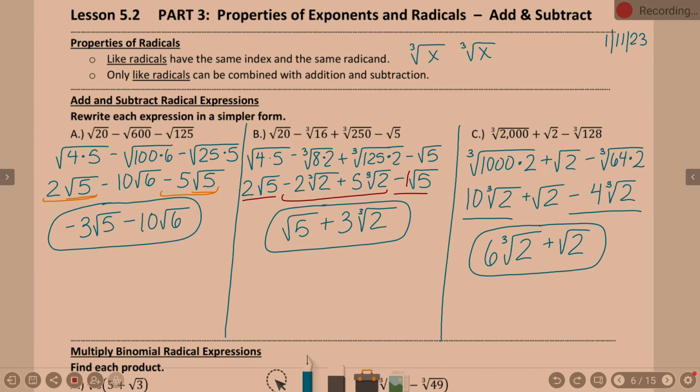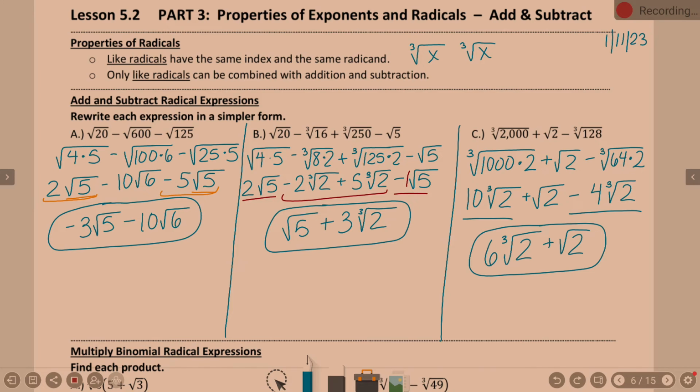Okay, guys, those are the basics for adding and subtracting. Always try simplifying the radicals to look and see if any of them become like terms. And often there will be some type of like terms. You guys have the information you need there.